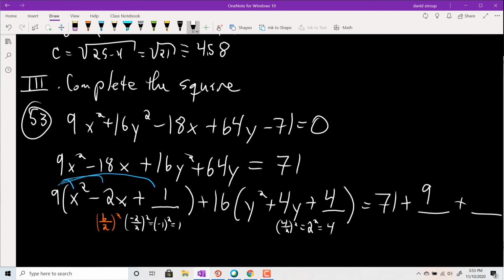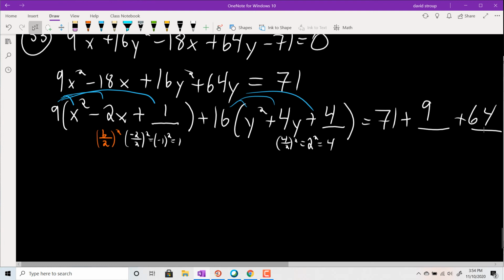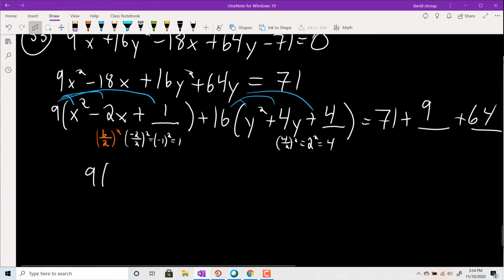And then the other one, did you add in 4? No, not really, because if you distributed this, you would get 16 times 4. So really what you did was add in 64. Okay, so you have to be a little bit careful. Okay. Let's go ahead now and factor.